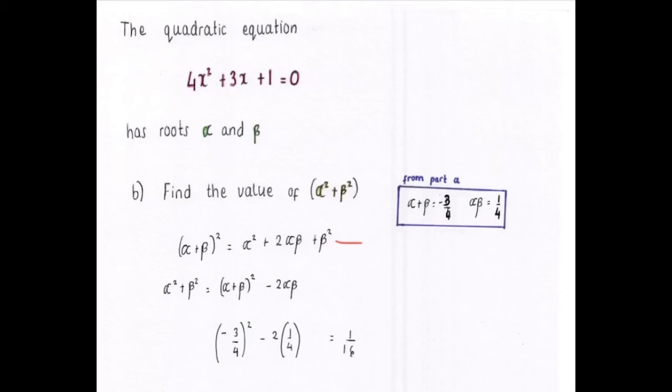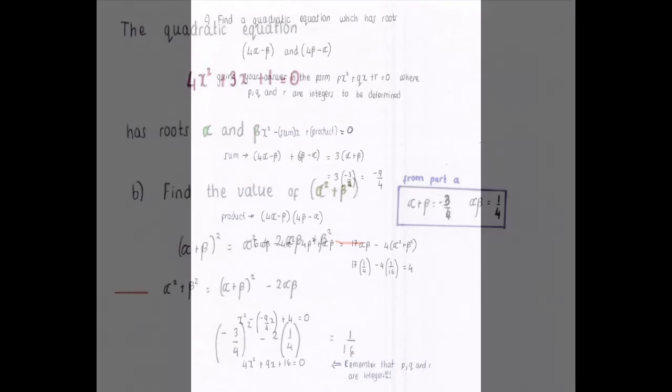We can write that alpha squared plus beta squared is (alpha plus beta) all squared minus 2 alpha beta. This puts us in a good position to use our results from part A. Simply plug in our values for alpha plus beta and alpha beta, and there you have it, 1/16 as alpha squared plus beta squared.